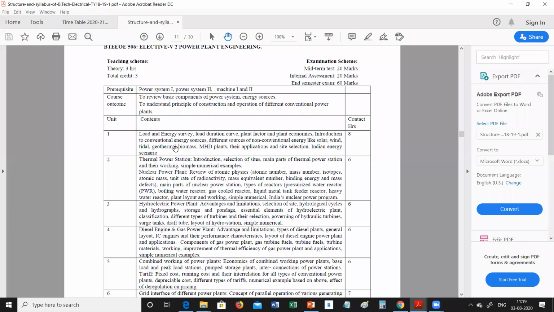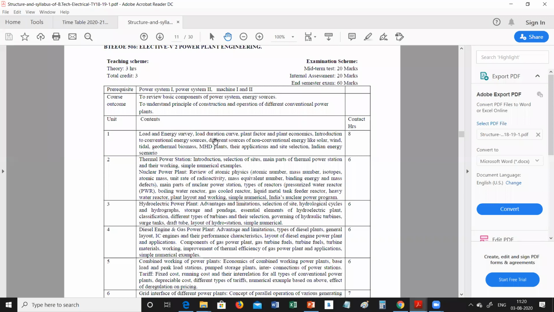Here we cover load and energy survey, meaning the different types of loads in the global scenario, what they require, and what percentage of energy is produced. Energy survey means that we are using electrical energy to do various works, but from which source is this energy coming? Whether it is coming from coal, petroleum, hydroelectric, wind or solar. That is the part of the energy survey.